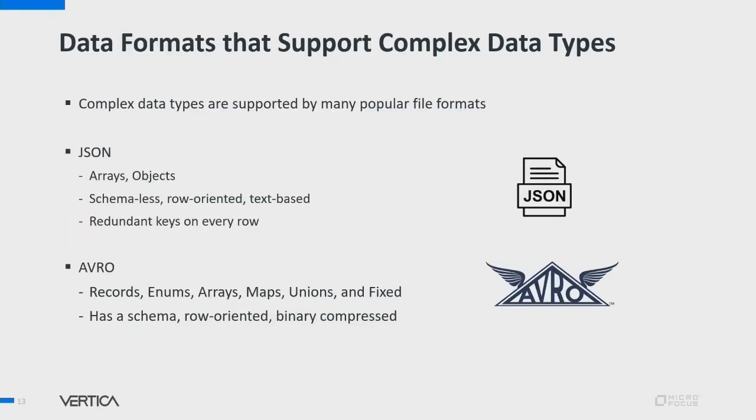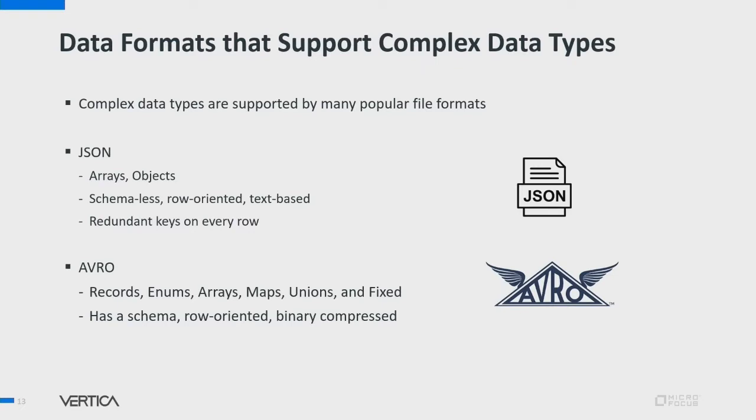All right, so moving ahead, let's look at what file formats out there support complex data types. So complex data types are supported by many popular file formats. JSON, for instance, supports arrays and objects. And some of the properties of JSON are essentially it is schemaless, it's row-oriented, and it's text-based. Because it is schemaless, you have to have redundant column names or keys on every row.